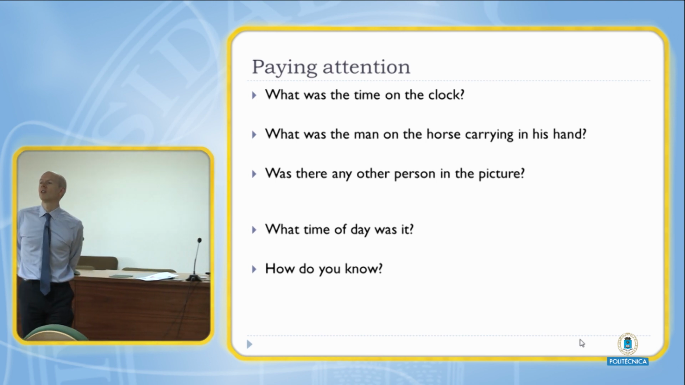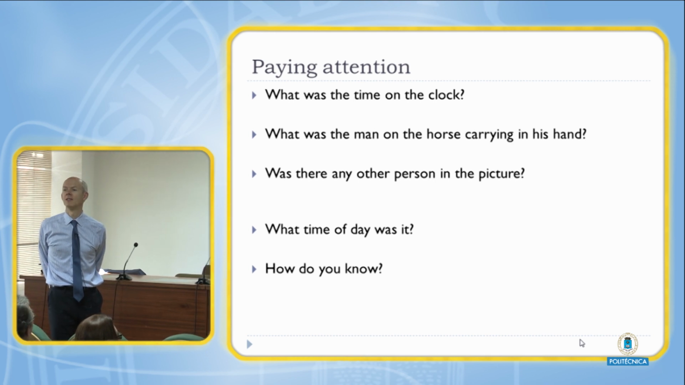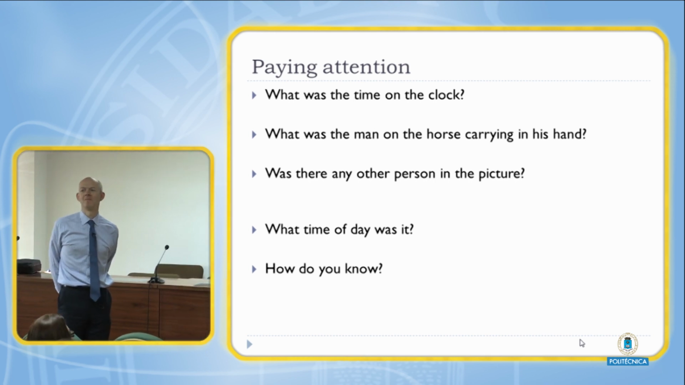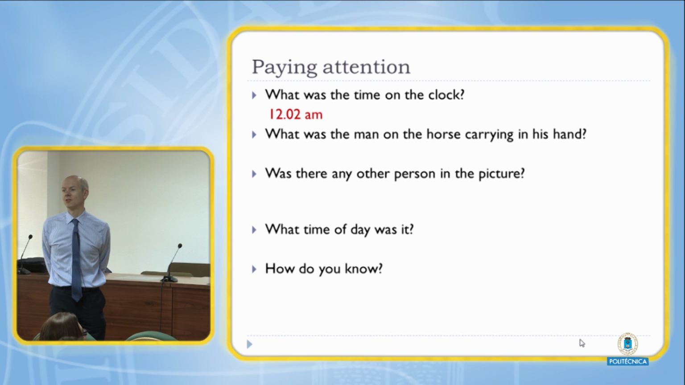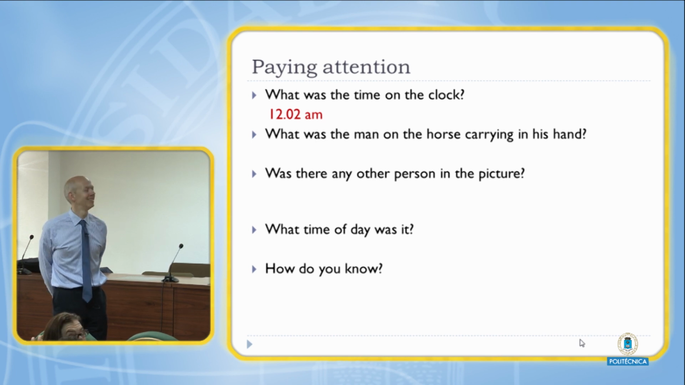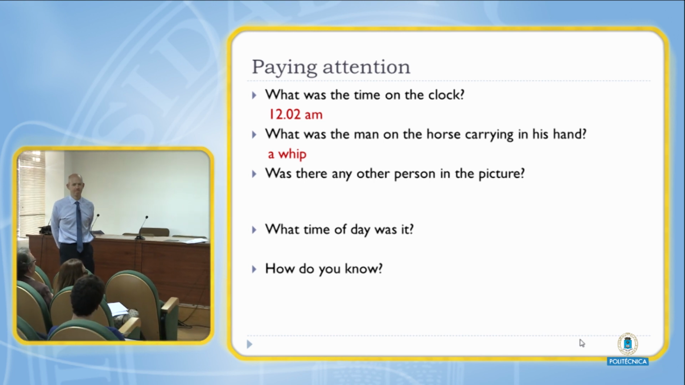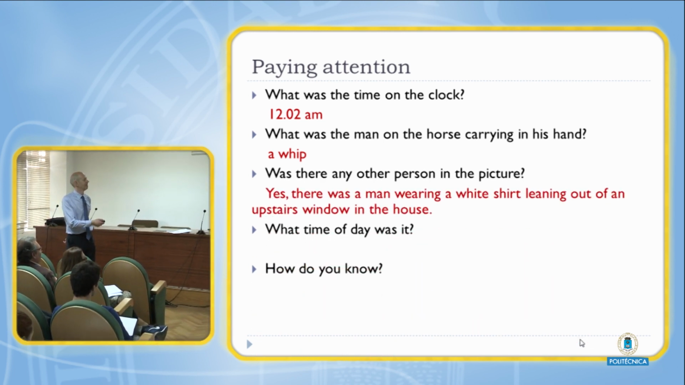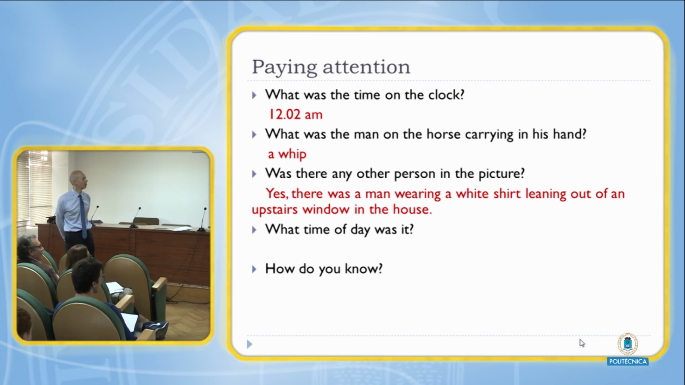Okay, thank you. Could I have a volunteer at the back? What time was the time on the clock? 1 o'clock. Okay, it was just after 12, just after midnight. You're near close though, well done. What was the man on the horse carrying in his hand? Yeah. Okay, yeah. And was there any other person in the picture? Yes, he was wearing a white shirt leaning out of an upstairs window in the house.